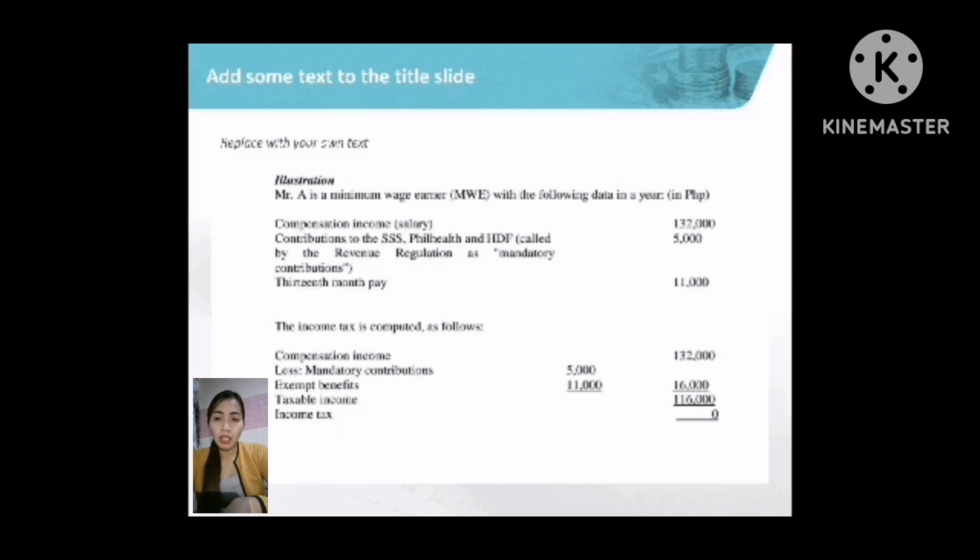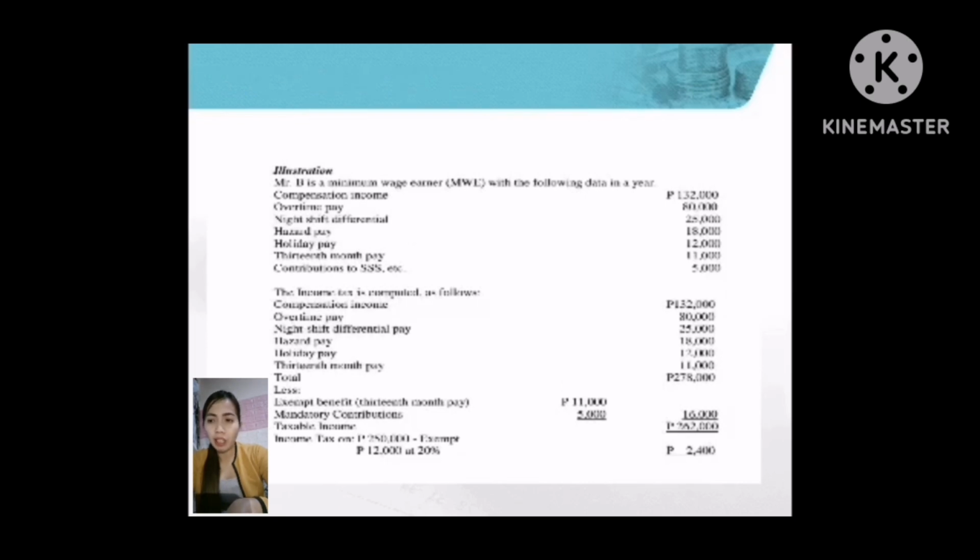I have another illustration here po. And Mr. B is a minimum wage earner with the following data in a year. So, he has a compensation income of 132,000, overtime pay of 80,000, night shift differential 25,000. He has hazard pay din po na 18,000, holiday pay na 12,000, 13-month pay na 11,000, and contributions to SSS etc. 5,000. So the income tax is computed as follows.